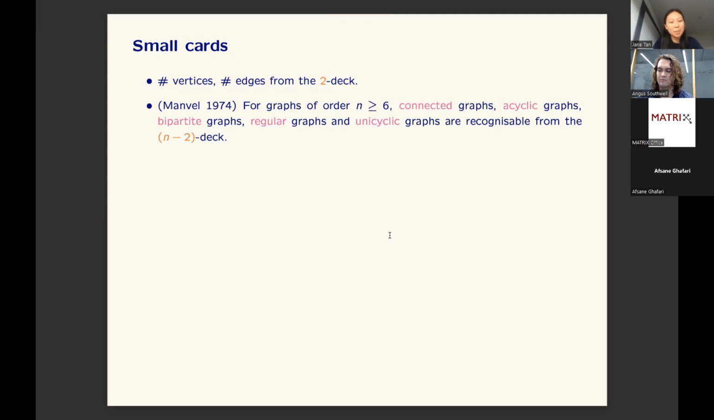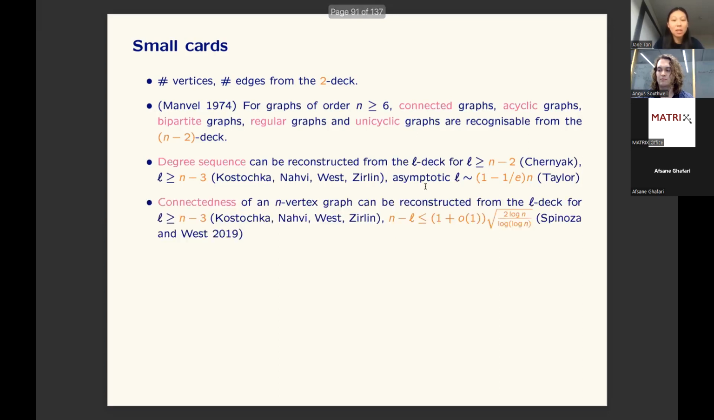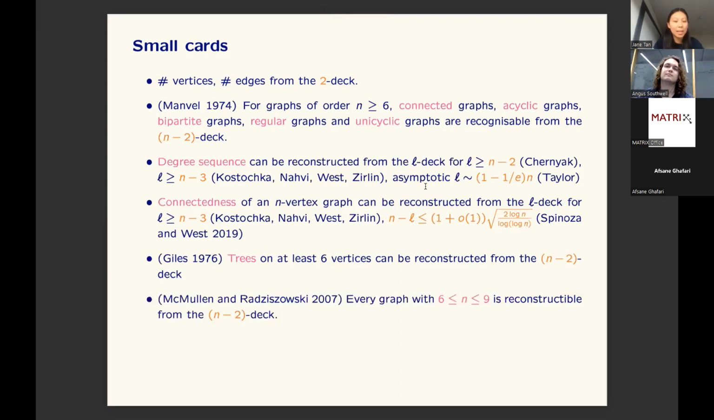The paper I mentioned of Manville, who reintroduced the notion of L decks, proves that we can reconstruct connected, acyclic, bipartite, regular, and unicyclic graphs. We can reconstruct those properties from the n-2 deck. Since then, there's been quite a lot more work on this. The degree sequence can also be reconstructed from the n-2 deck, and that was improved to n-3. There are some better asymptotic results, and similar things to do with connectedness. Giles showed that trees can be reconstructed from the n-2 deck. And a computational result is that McMullen and Radziszowski showed that every graph between 6 and 9 vertices is reconstructible from the n-2 deck.